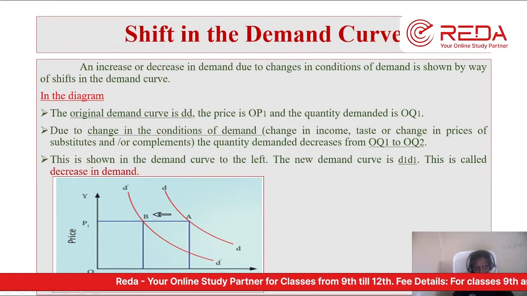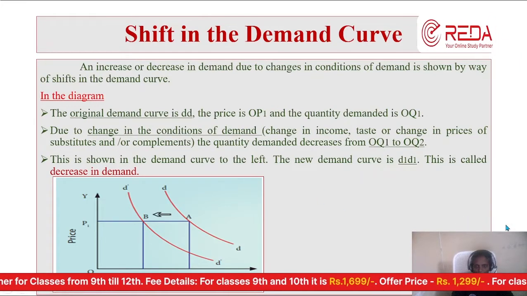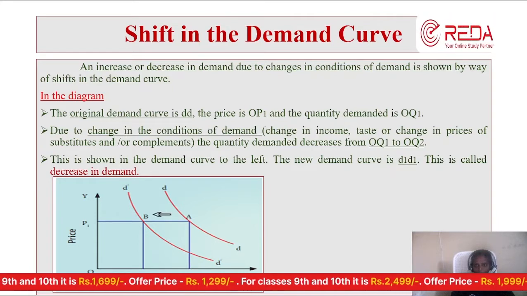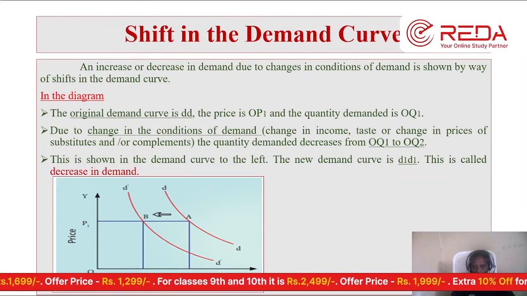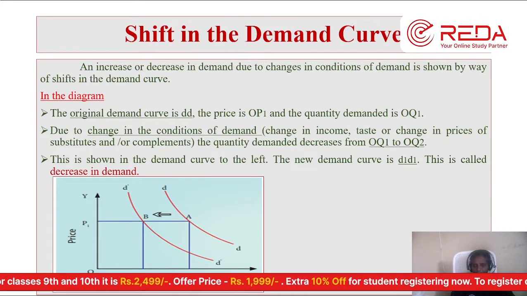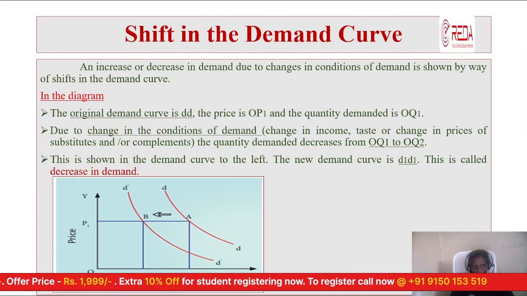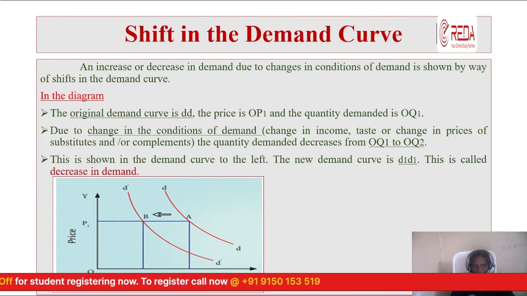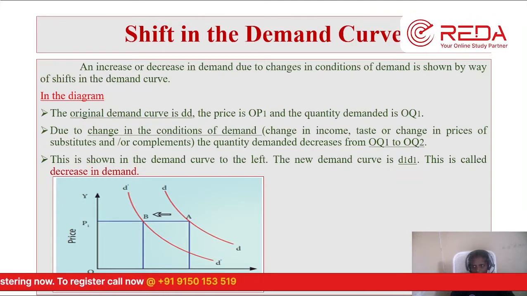Next we are going to see the shift in the demand curve. A shift may be an increasing shift or a decreasing shift. Two kinds of shift will happen. How, why and when it happens, we are going to see in this diagram. See the diagram, how the shift in the demand curve happens whenever there is an increase or decrease in the demand. It happens because of the changes in the price level we have seen.